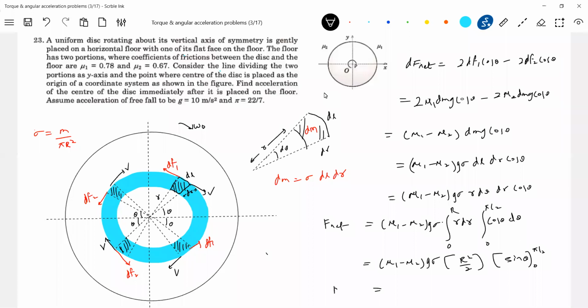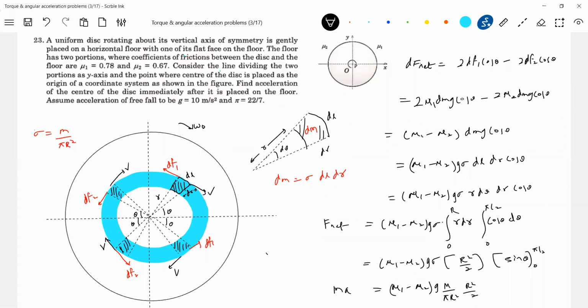So we'll get the total acceleration: m a is equal to mu1 minus mu2, g, sigma is m by pi r square, that's what we assumed, into r square by 2. Solve it, you'll get the acceleration.